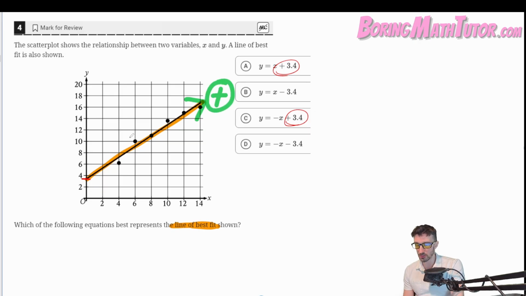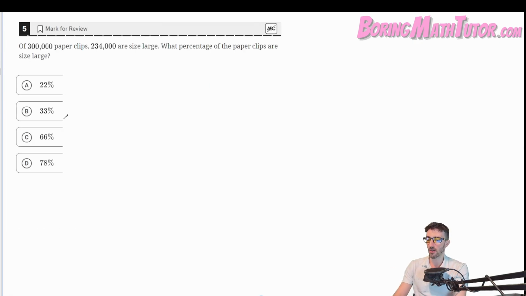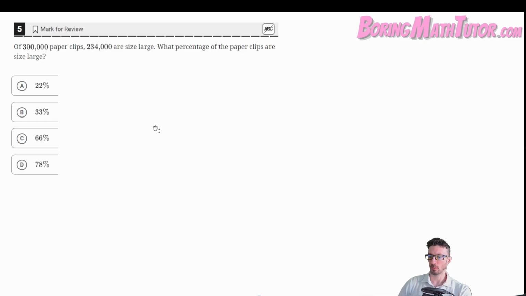When you're seeing things are on the up and up, you're very positive. When things are going down, you're very negative. But we're not negative here, so that means we cancel out this one that has a negative slope, and we have to go with choice A. Let's go to number 5.